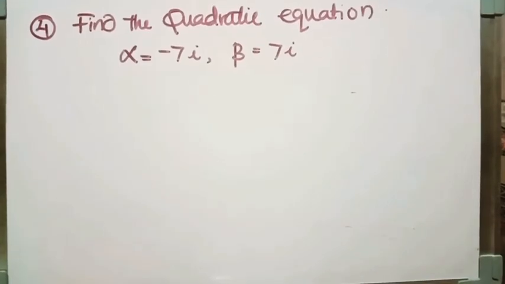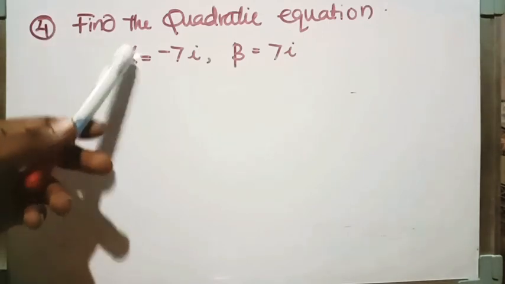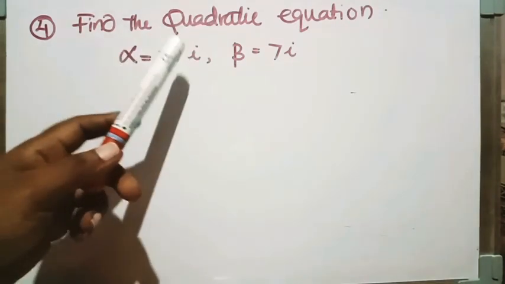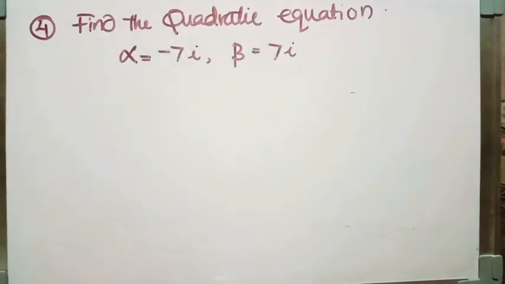Another type of question you can expect from complex numbers is to find the quadratic equation if both the roots are given. And remember, for complex numbers, we don't need both the roots. If you get one root itself, you can identify the next one. Check this one. One root is minus 7i, so the second one is plus 7i.